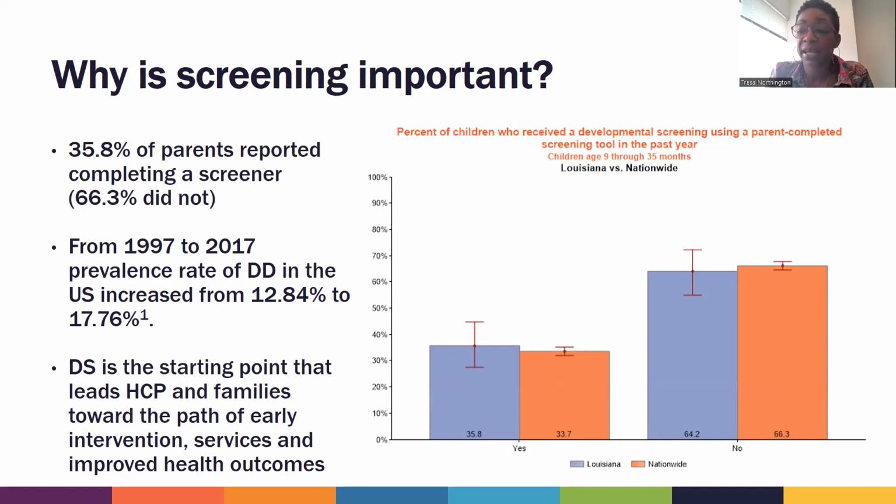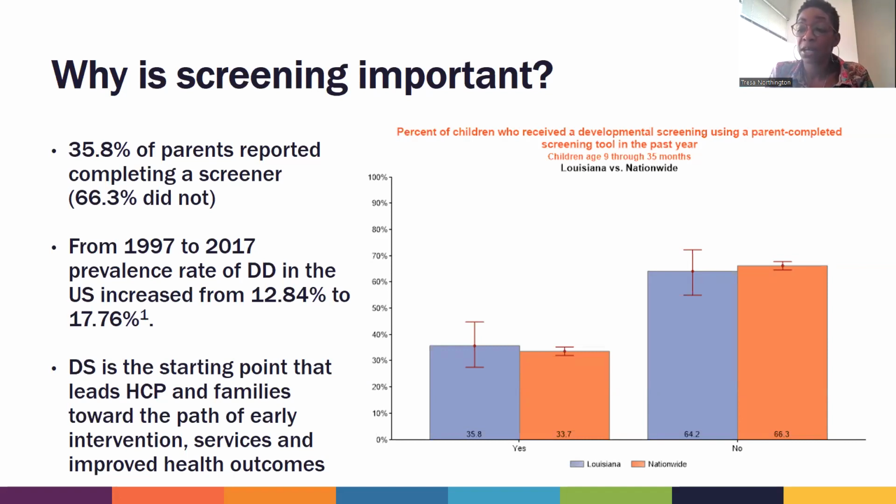Currently in the state of Louisiana, according to the National Survey of Children's Health, 35.8% of parents reported completing a developmental screener during a well-child visit. While we are pleased to report an increase over time, we also want to be reminded that 35.8% is not 100%, which means that children around our state and families are not receiving developmental screening and subsequently being linked to services that they need for increased developmental health outcomes.